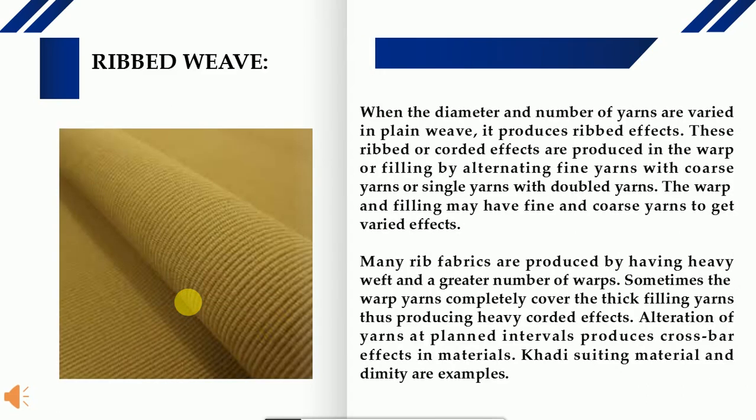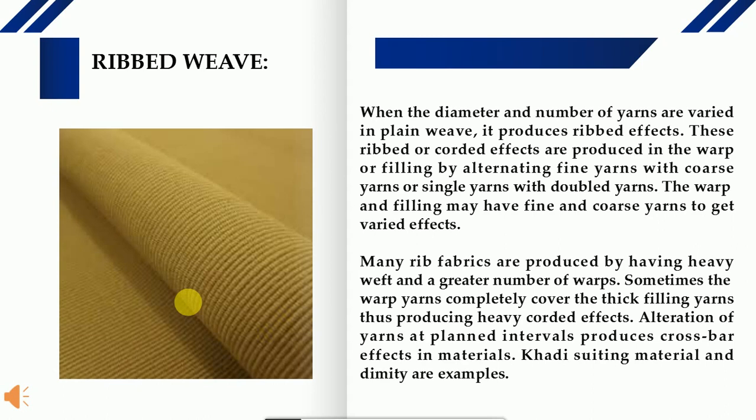When the diameter and number of yarns are varied in plain weave, it produces ribbed effects. These ribbed or corded effects are produced in the warp or filling by alternating fine yarns with coarse yarns or single yarns with doubled yarns. The warp and filling may have fine and coarse yarns to get varied effects.